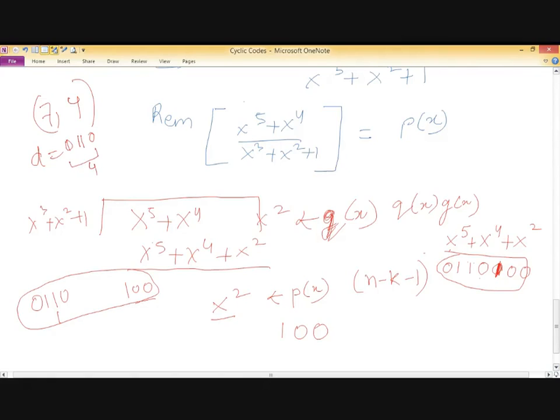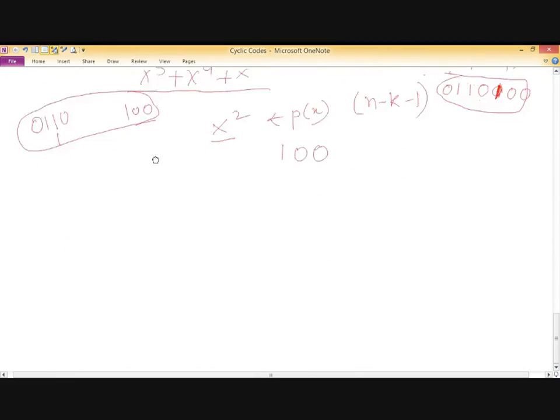जनरेटर पॉलिनोमियल की ऑर्डर क्या होता है? n माइनस k. So n माइनस k is 3. ठीक है, यहां से भी दिख रहा है कि ऑर्डर 7 ही होगा. So जनरेटर पॉलिनोमियल से ही बहुत इंफॉर्मेशन मिल जाती है.